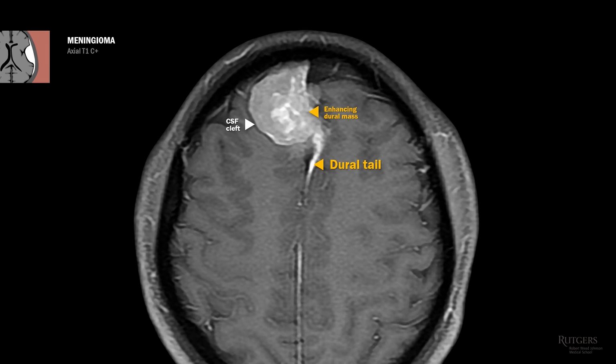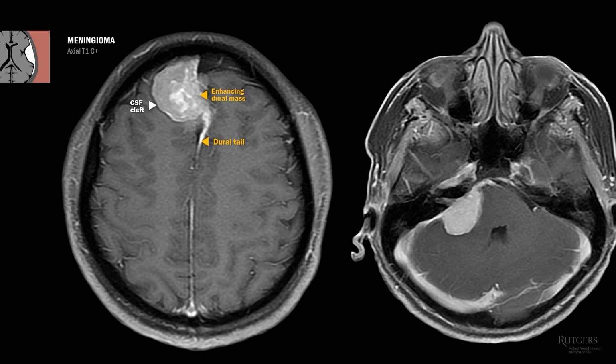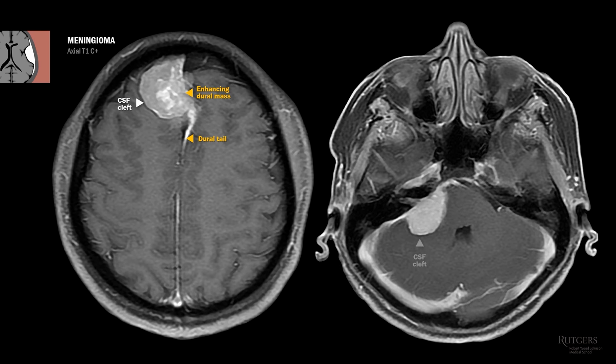Most meningiomas are supratentorial. But how about this example? CSF cleft? Check. Smooth homogeneously enhancing dural mass? Check. Dural tail? Check. This is another meningioma, but this time at the cerebellopontine angle.